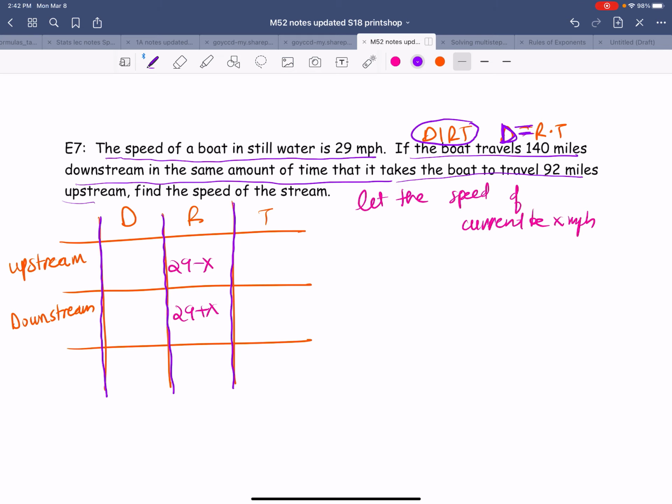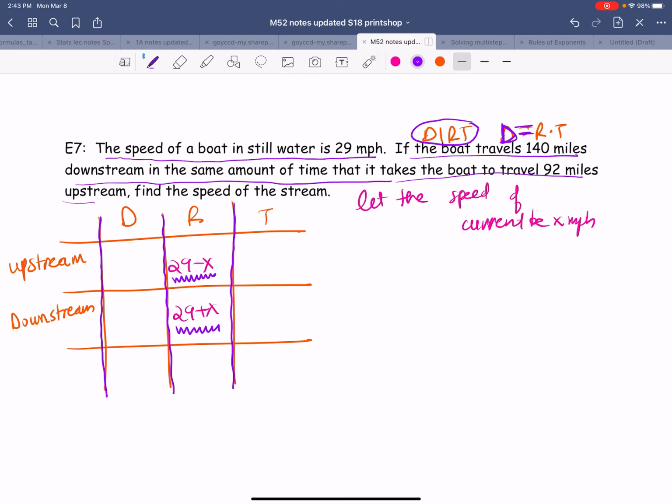The speed of water is going to help the speed of the boat, and the speed of water will be added when it's going downstream. Okay, so keep that in mind. And when it's going upstream, the boat speed will be reduced. The actual speed will be lower than what it is on the speedometer, because the water is working against it, and friction causes it to slow down. So upstream, the rate would be 29 minus x.